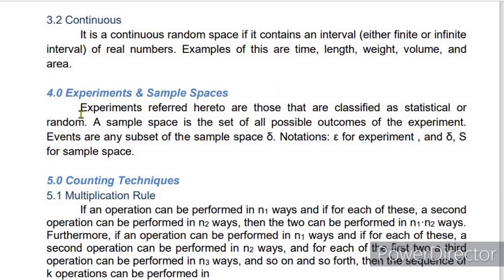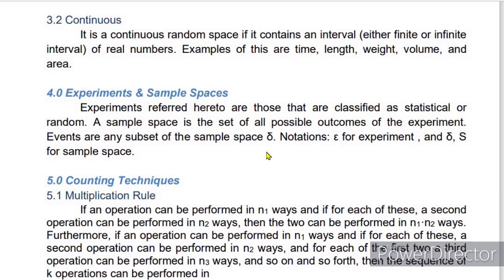So next is 4.0, experiments and sample spaces. Experiments referred to here are those classified as statistical or random. A sample space is the set of all possible outcomes of the experiment. Events are any subset of the sample space. So we have a sign here, which is the Greek letter delta, and it denotes the subset of the sample space.